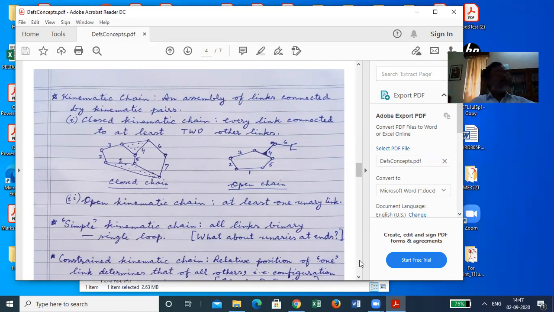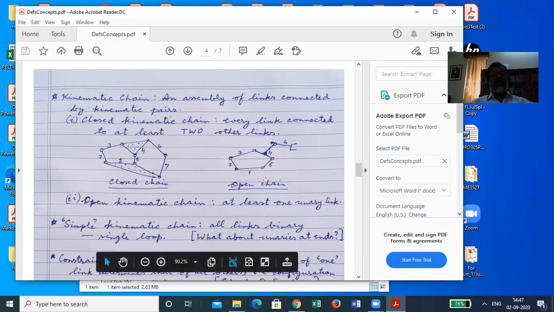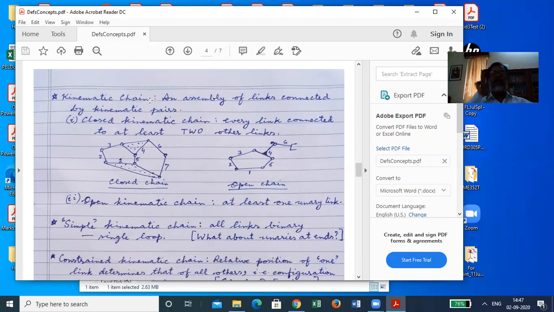Now this is an extremely important definition: kinematic chain. An assembly of links connected by kinematic pairs is called a kinematic chain. And you call it a closed kinematic chain if every link is connected to at least 2 other links. No unary link.